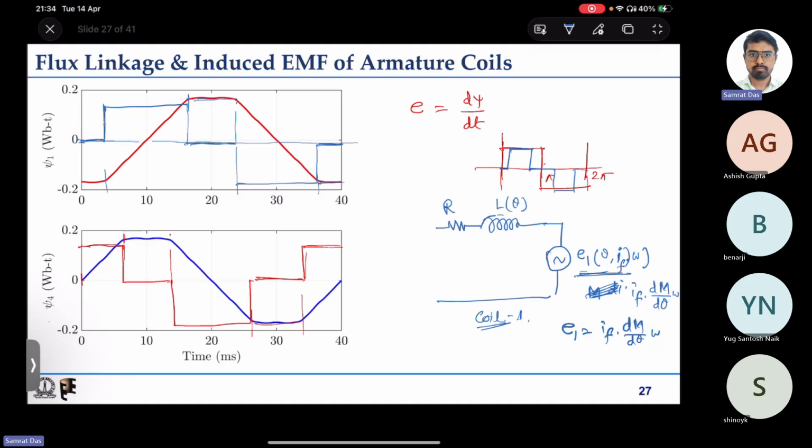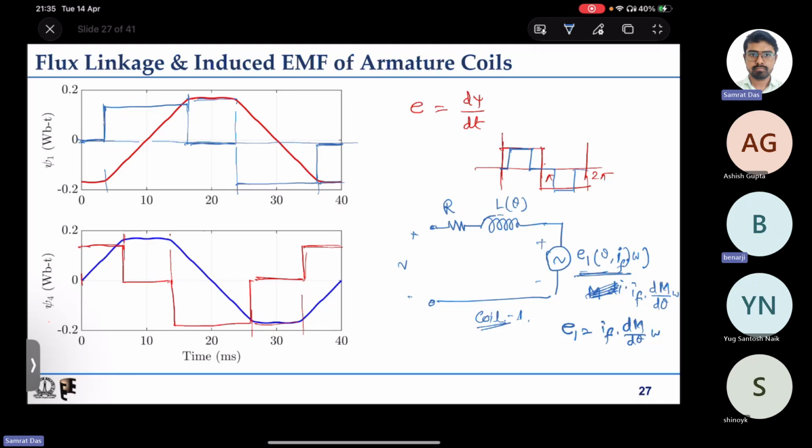This voltage will get induced. It is not a voltage drop, it will be E1 that is induced. So if I apply KVL, this will act as a voltage. It will come in series with whatever applied voltage you have.